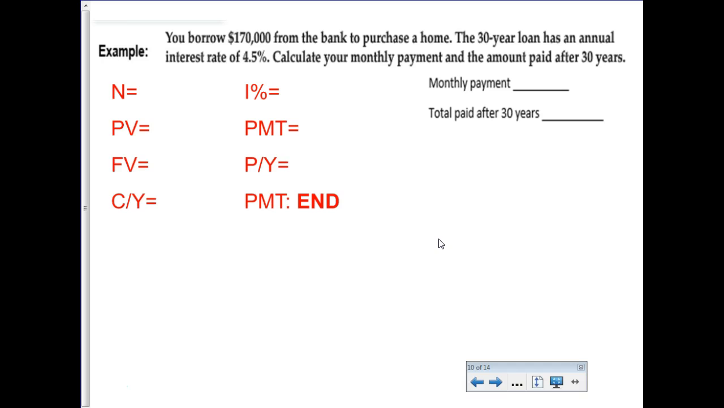All right, so let's talk about N. So on your notes, you should write all these down. N is going to be how many times you collect some sort of a payment throughout the course of the loan. So it's a monthly payment for 30 years. So that would be monthly payment times 30 years. Which means my payments per year and my compoundings per year are both going to be 12s.